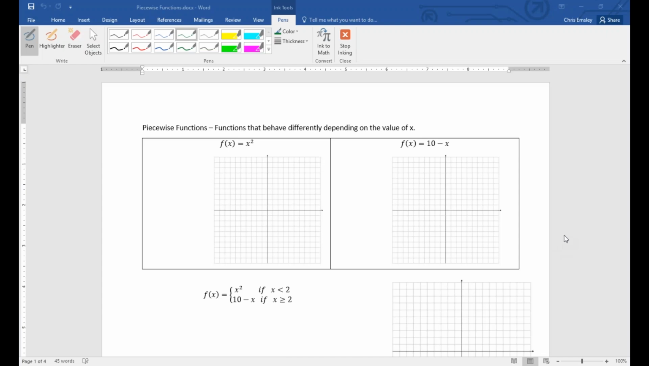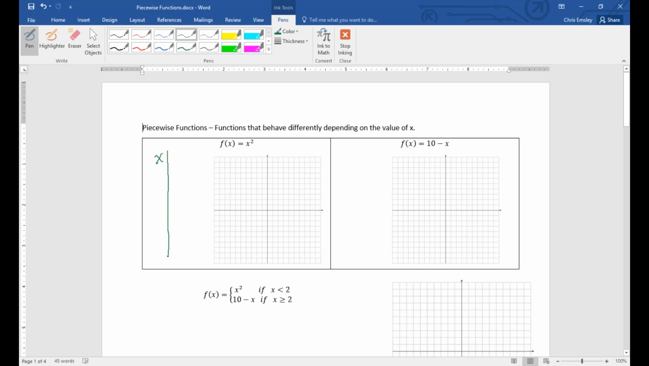In this video, we are going to be looking at piecewise functions, and you'll see those in a second. Piecewise functions basically are functions that behave differently depending on your value of x. But before we look at a piecewise function, I just wanted to look at these two little basic functions independently. These are pretty easy functions that I'm sure you've seen something like this before.